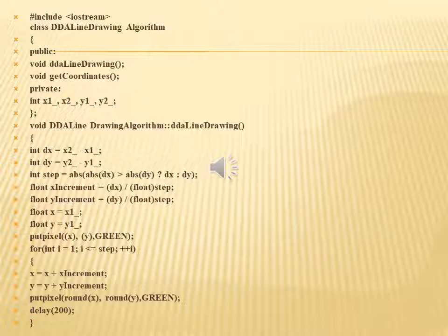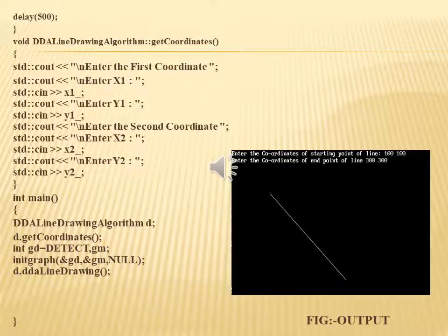Then float increment, and then the get coordinates function is used for taking the inputs from the user. Then enter the first coordinate x1, enter the second coordinate x2, enter y1 and y2. Similarly, the figure shows the output as displayed there: the line generated from point 1 to point 2. Enter the coordinate, the starting point of the line is equal to 100.